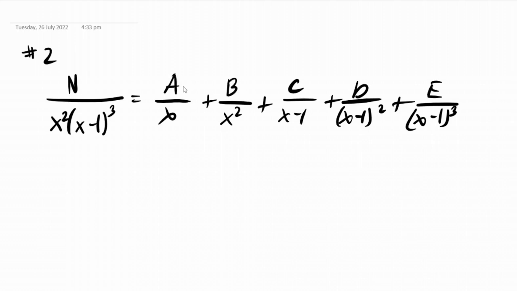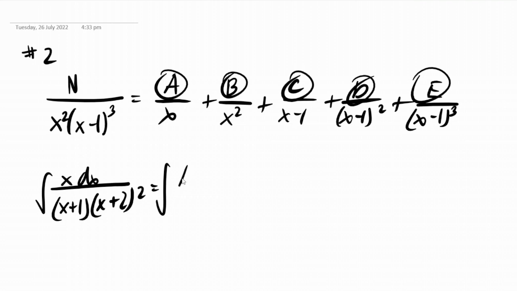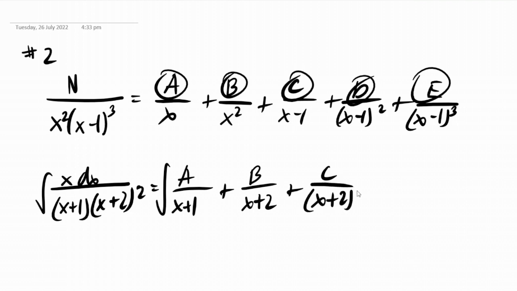Now we will also look for the value of each of these letters. x dx all over x plus 1 times x plus 2 squared equals, 2, and then c over x plus 2 squared.